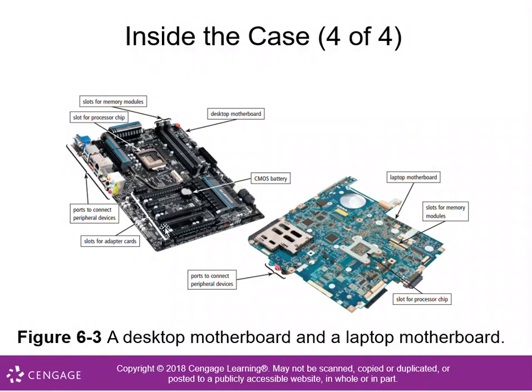Still inside the case, this is the comparison between the desktop motherboard and the laptop motherboard. This is the laptop motherboard: slots for memory module, slot for chip. One is square shaped, this one is rectangle, and then ports to connect peripheral devices. When we open it up, this is the motherboard. And then for desktop, we have the CMOS battery, ports to connect peripheral devices, slot for adapter cards, slot for memory module, slot for processor chip.